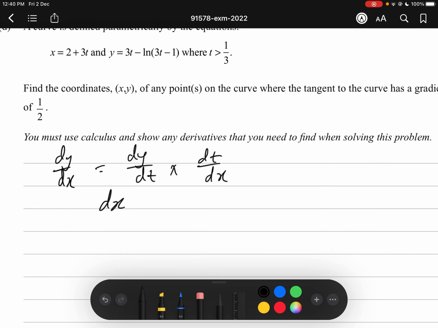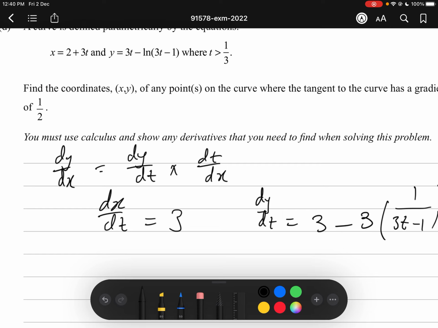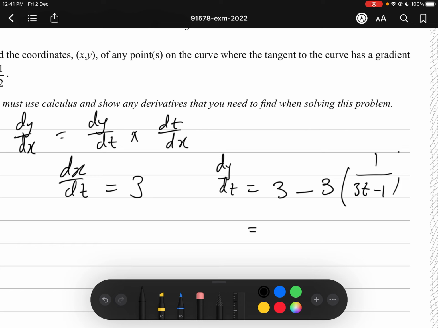So dx over dt is equal to the derivative of 2 plus 3t, that's just 3. And dy over dt is equal to the derivative of 3t minus ln of 3t minus 1. That's just going to be 3 minus, we're going to use the chain rule here. Derivative of 3t minus 1 is 3, and derivative of ln is 1 over 3t minus 1. And that is equal to 3 minus 3 on 3t minus 1.